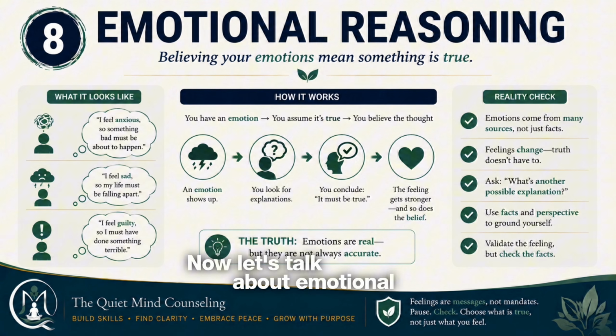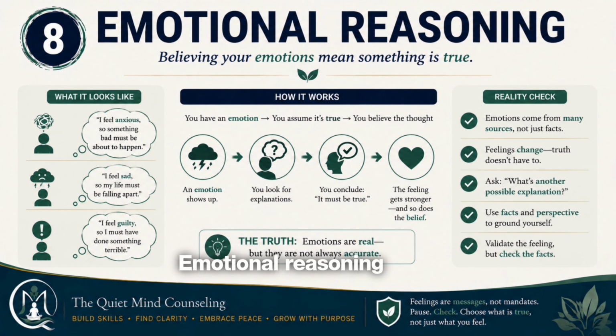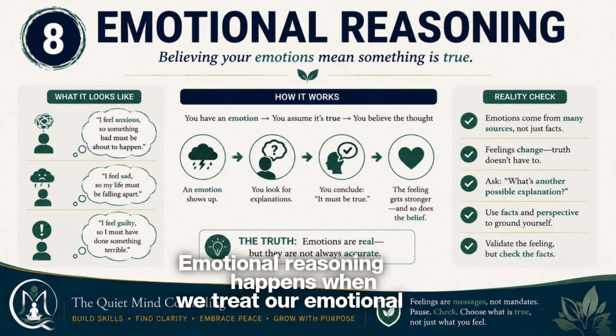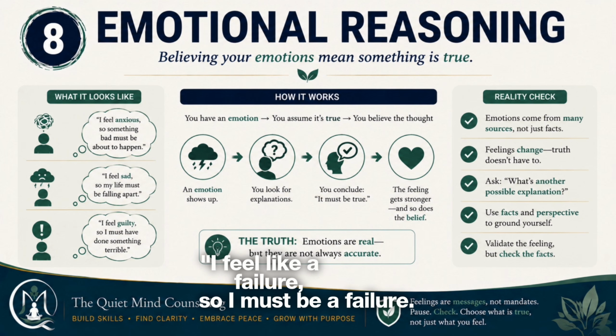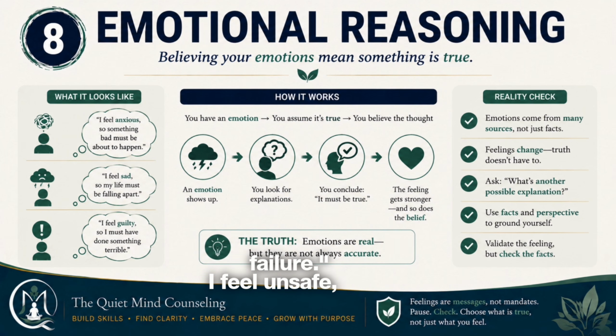Now let's talk about emotional reasoning. Emotional reasoning happens when we treat our emotional experience as proof of an external reality. I feel like a failure, so I must be a failure. I feel unsafe, so I must be in danger. I feel like nobody likes me, so nobody likes me. Your feelings are real, but feelings don't always provide an accurate measurement of the situation.